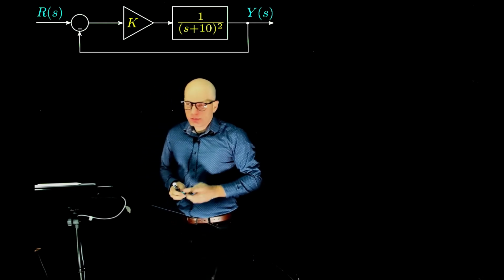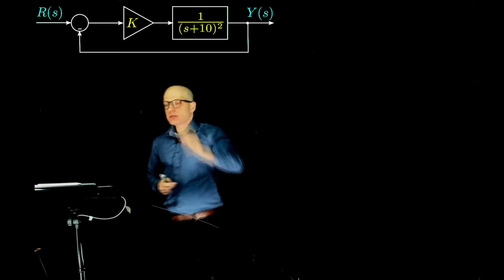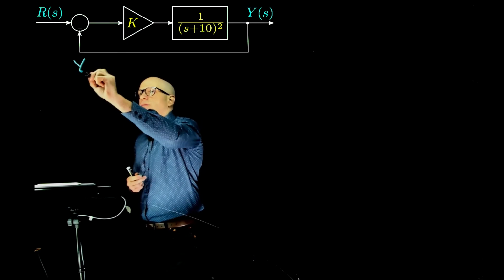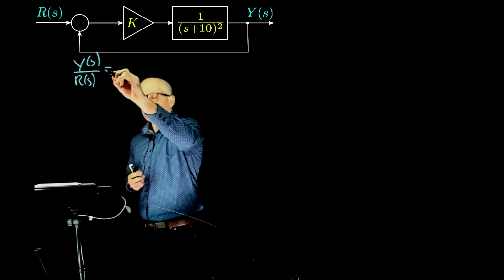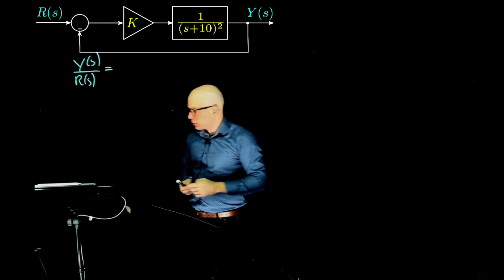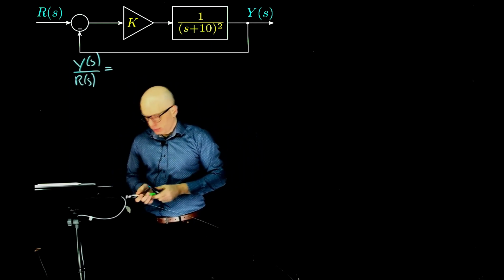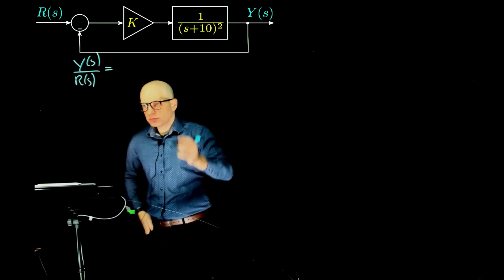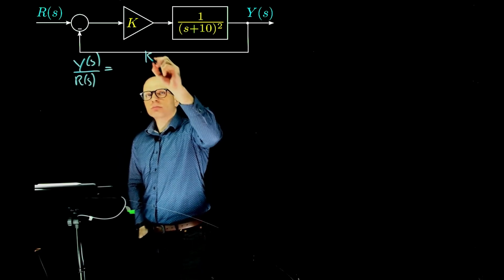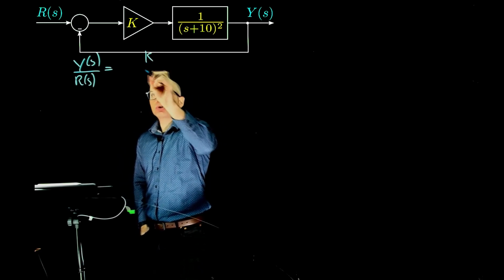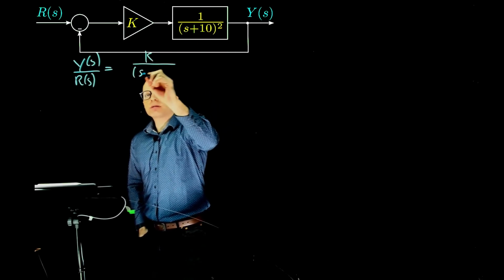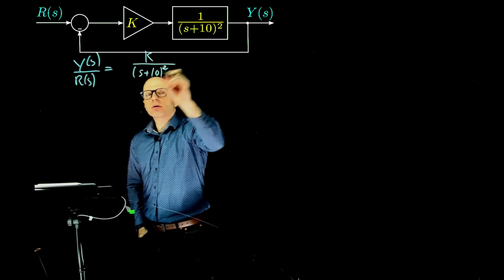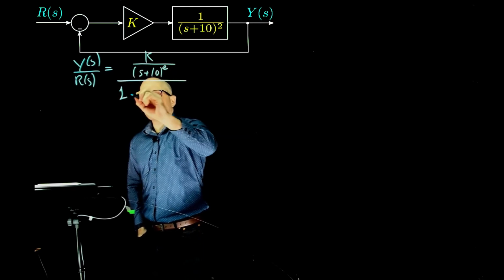So let's calculate the first step. Here's to calculate Y of s. What is the equation for Y of s over R of s? That's the closed loop transfer function, H of s over 1 plus H of s. Right. H of s, which is this, K over (s plus 10) squared, divided by 1 plus that.